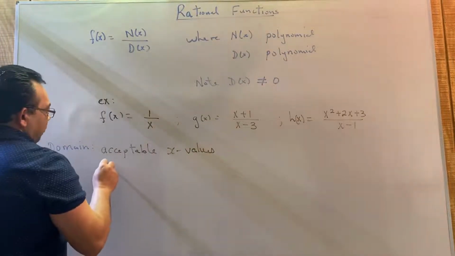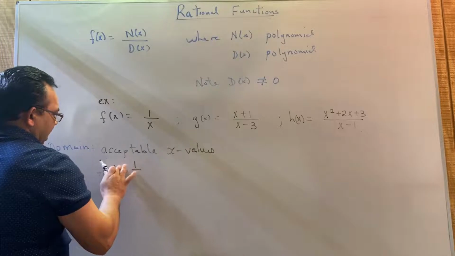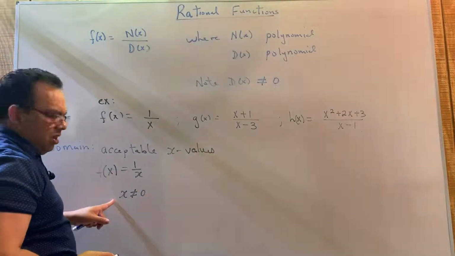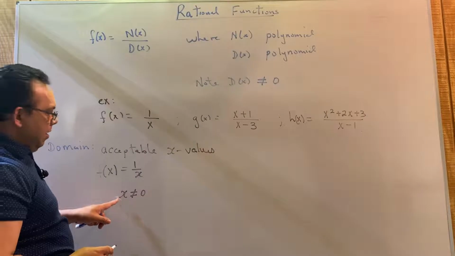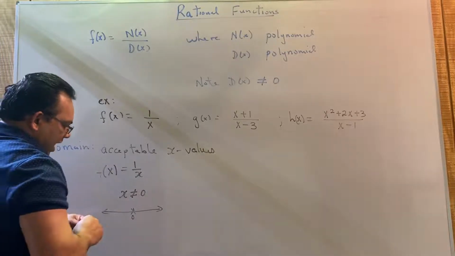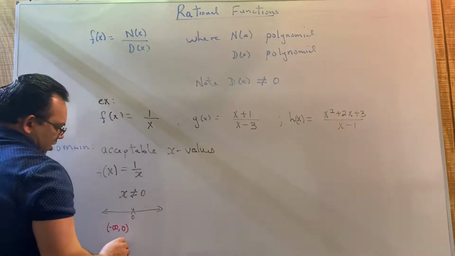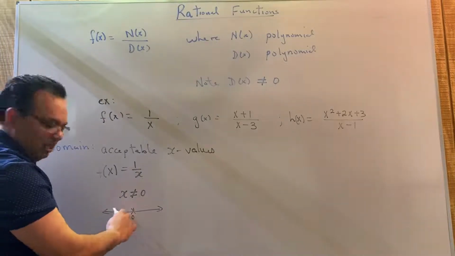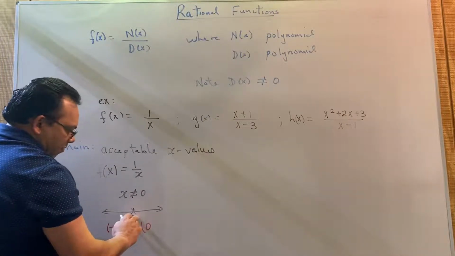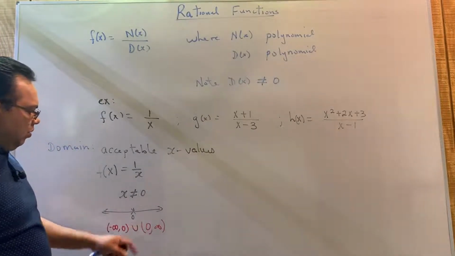So for example, if f of x is equal to 1 over x, the denominator x cannot be equal to 0, and we solve for x. Well, x is already solved for here. So if we look at the number line and we take out 0, what do we have left? On this part of the number line, we have negative infinity to 0, with a parenthesis next to the 0 because we excluded 0, union with, on this part of the number line, from 0 going to infinity. So our domain here will be from minus infinity to 0, union with from 0 to infinity.